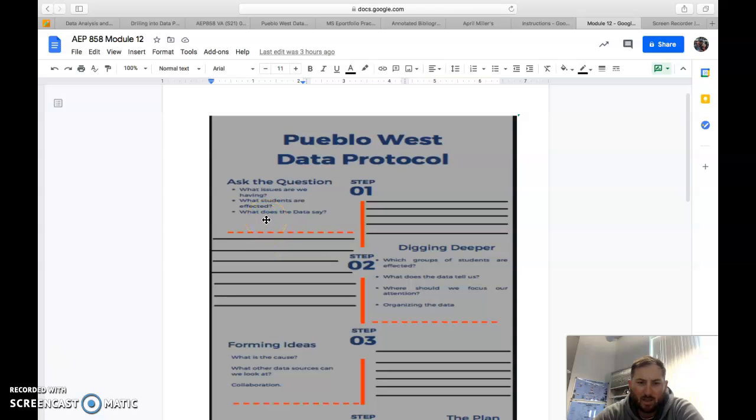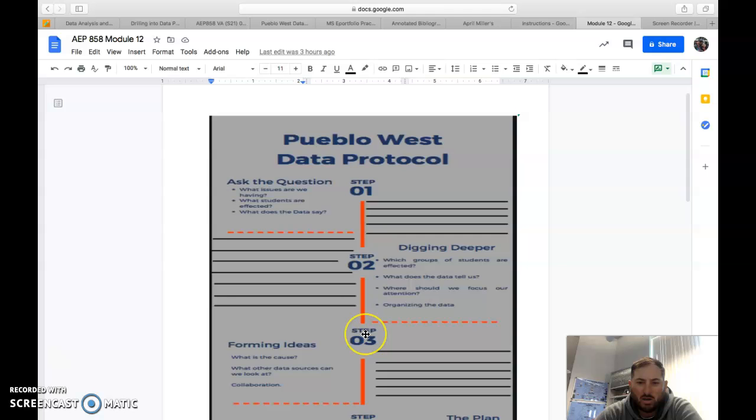First thing is, step one is ask the question. What are the issues that we're having? What are we trying to solve? What students are affected by this issue? And what does the data say? We just want to know what the issue is and how we're going to go about looking at that issue.